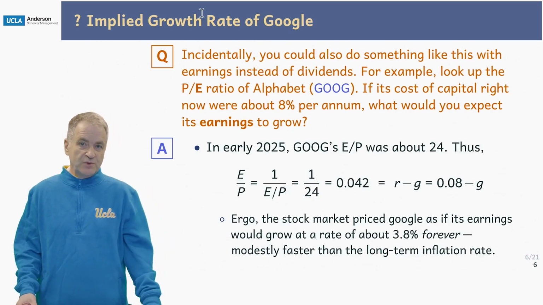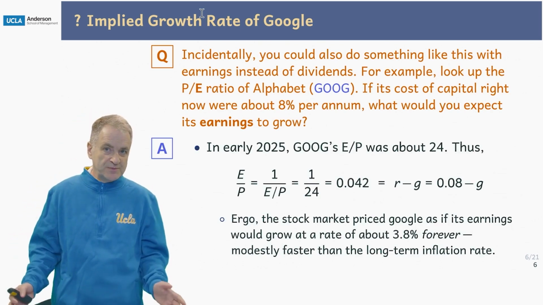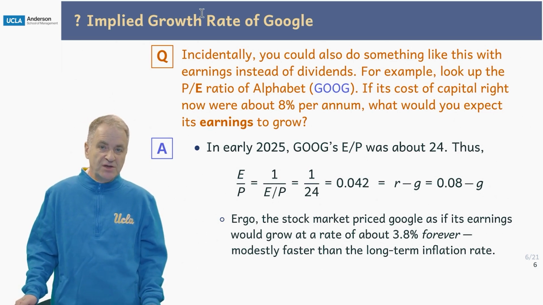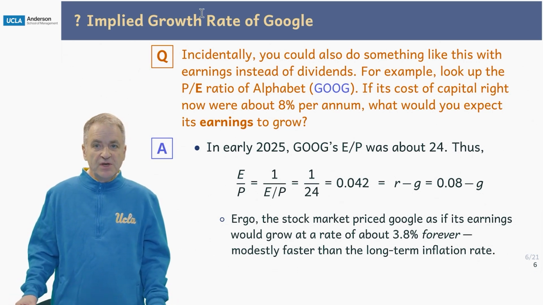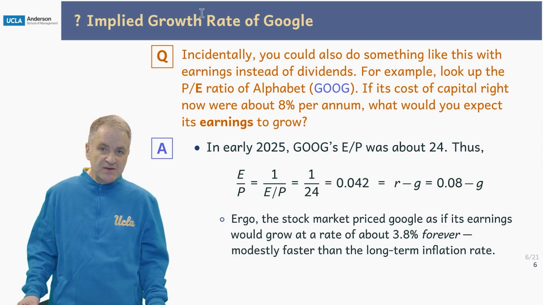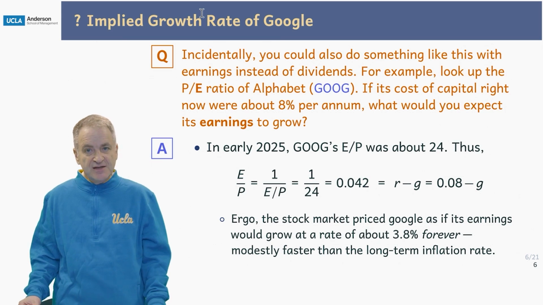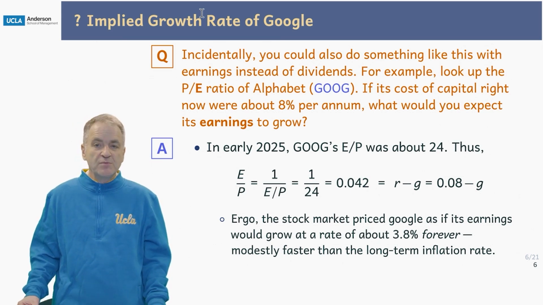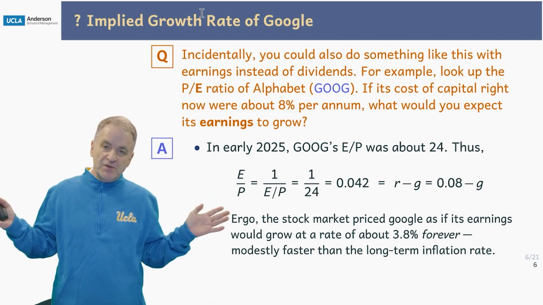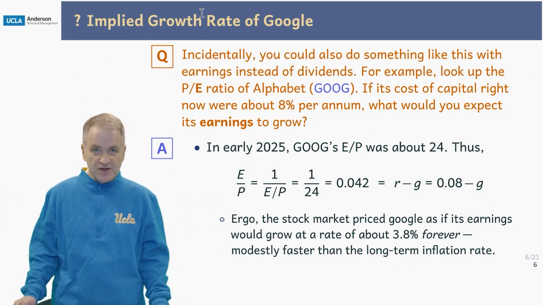Well, in early 2025, if you go to the website, the PE ratio was about 24, which, if you invert it, is about 4.2%. So for Google, we would expect this to be 0.08 minus G. Solve this, turn this around, and the answer is Google is priced as if its earnings were growing by about 3.8% forever. That's modestly faster than the long-term inflation rate.